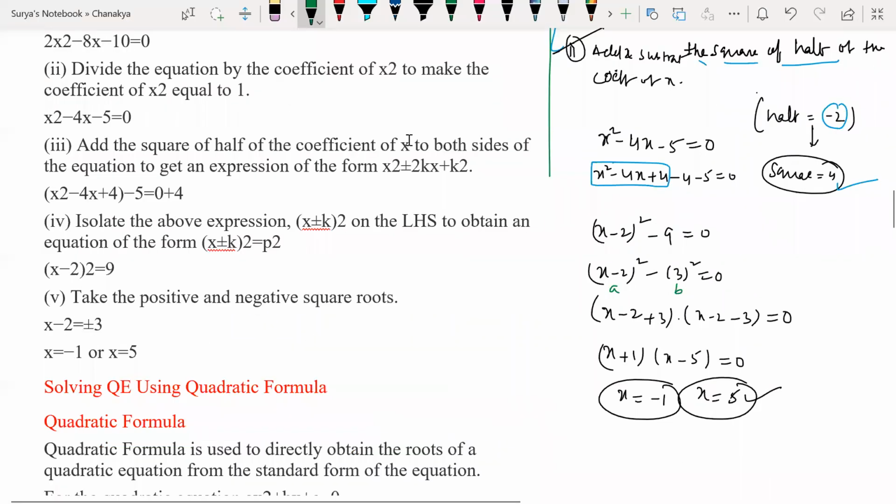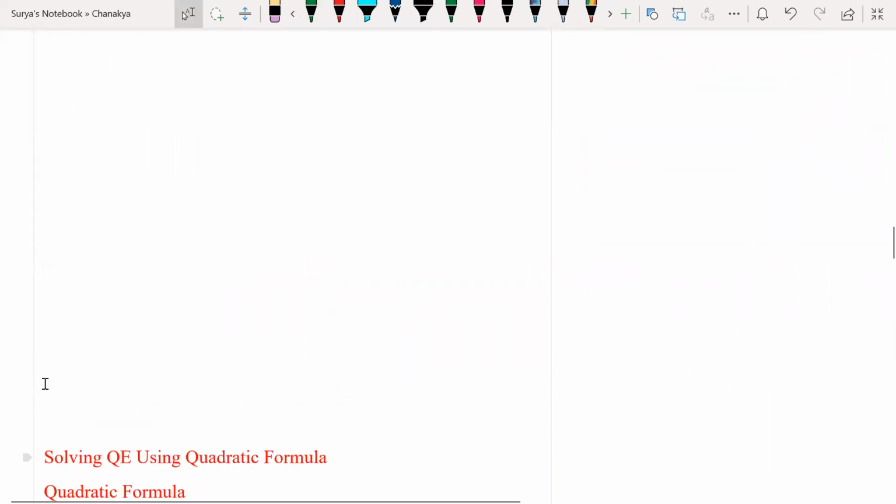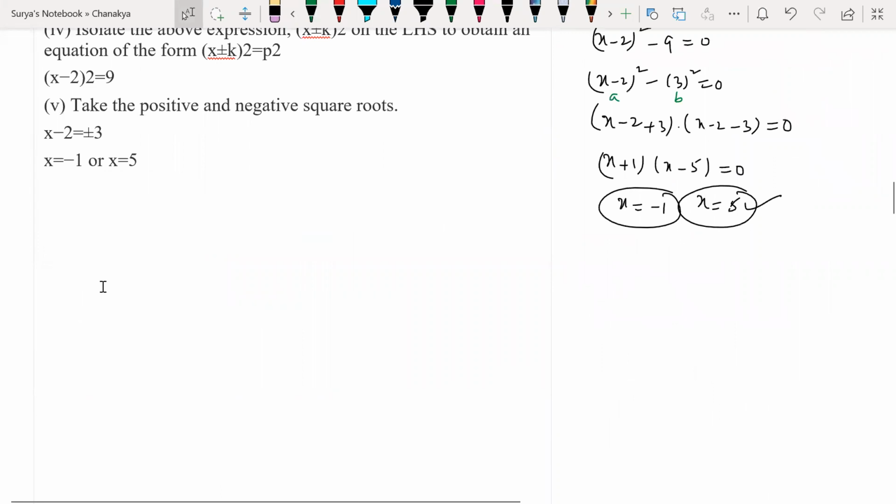Now I'm going to check how many of you understood the completing square method. I'm going to give you multiple questions now, two to three questions. Let's see how many of you are going to give me the answer.